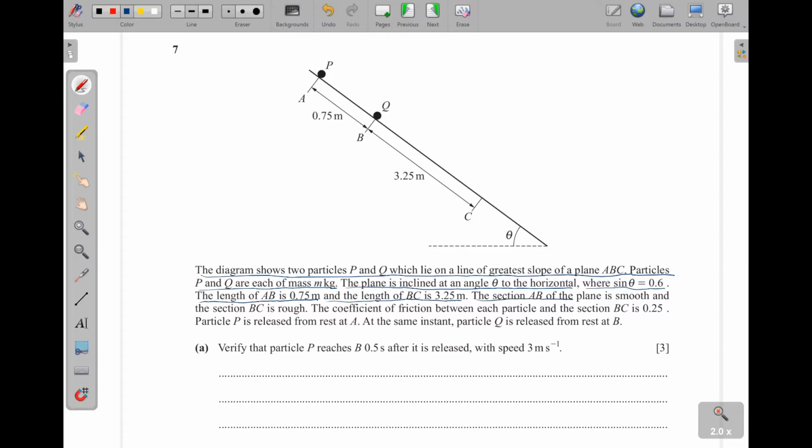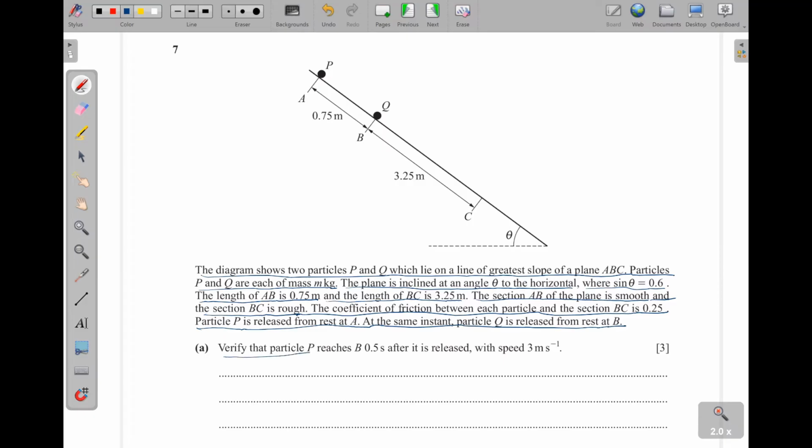The section AB of the plane is smooth. That means there is no frictional force. And the section BC is rough, so there is frictional force. The coefficient of friction between each particle and the section BC is 0.25. Particle P is released from rest at A. At the same instant, particle Q is released from rest at B.